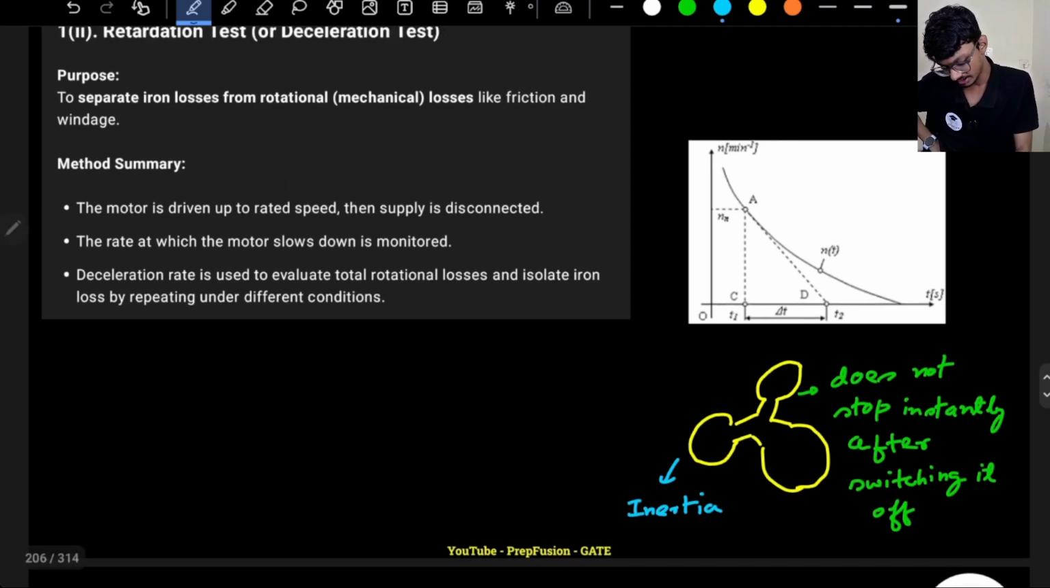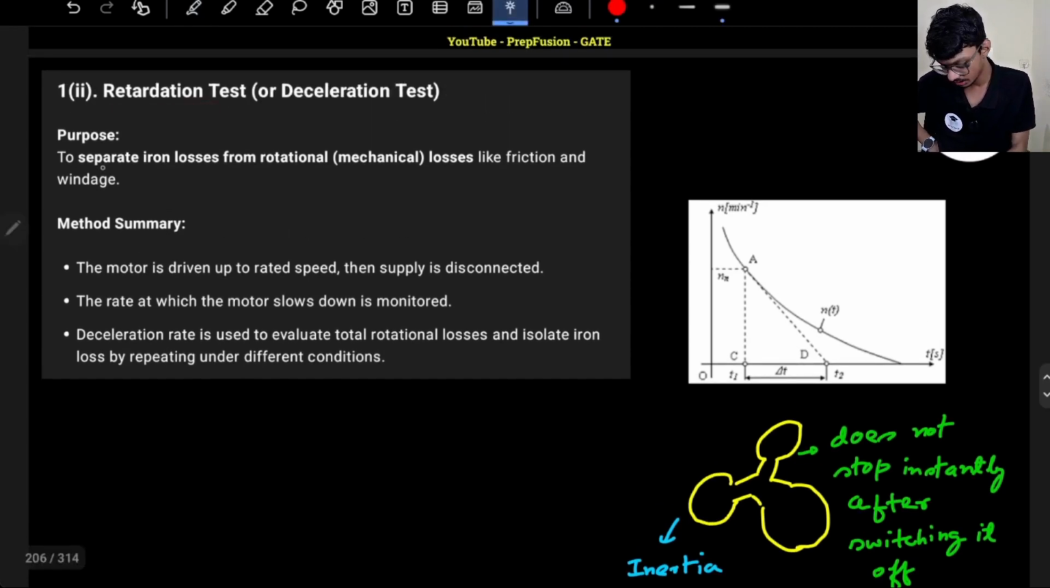So what is the purpose of this retardation test? To separate the iron losses from the rotational mechanical losses, like friction and windage. The motor will be driven up to the rated speed, of course with no load connected. Then the supply will be disconnected, just like switching off your fan. As soon as you switch it off, the rate at which the motor slows down is monitored. Basically, I will plot the speed with respect to time.